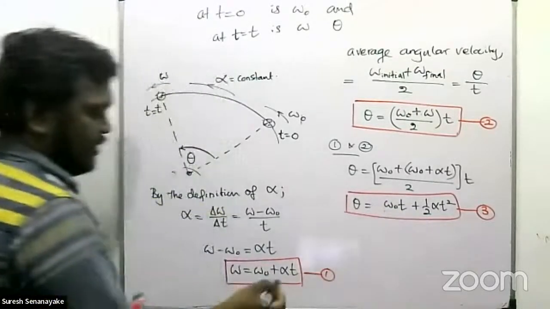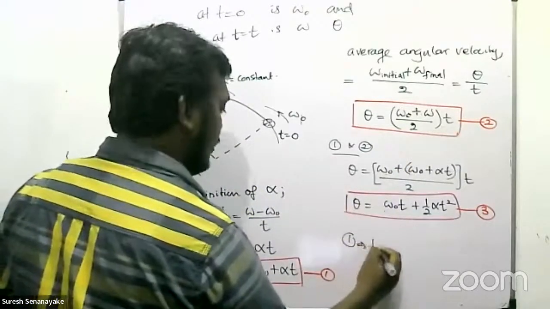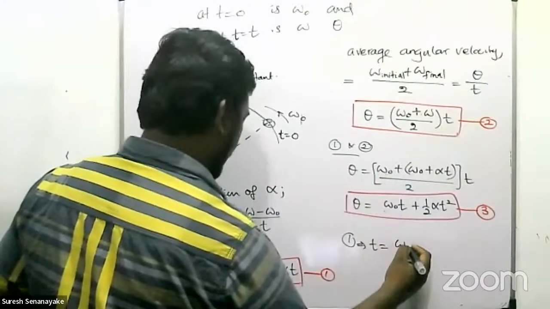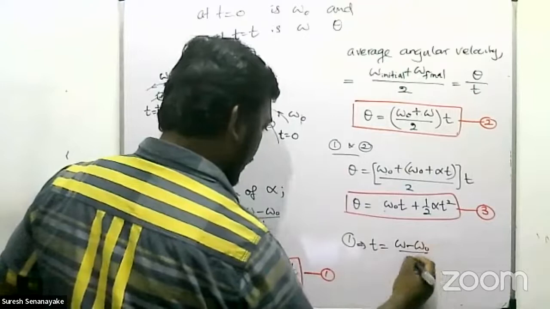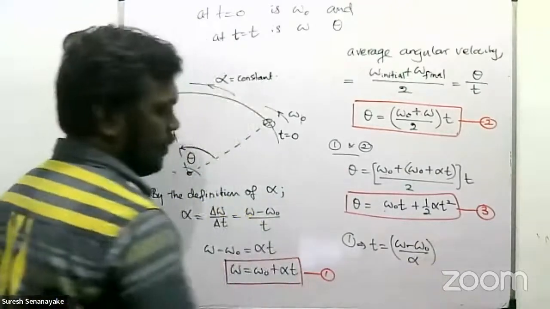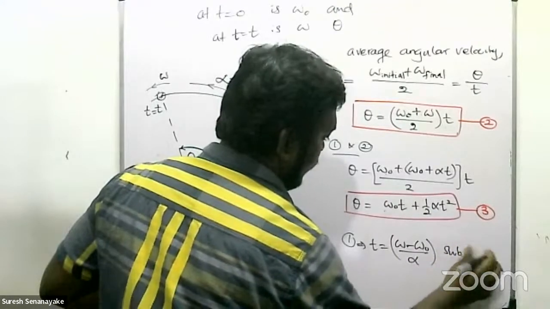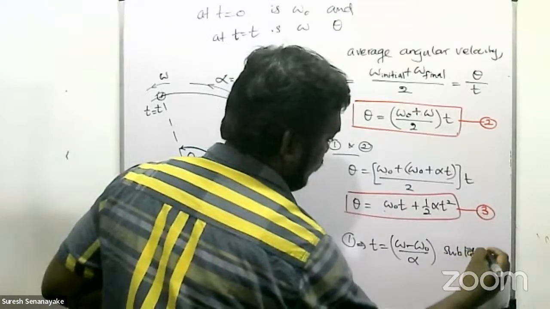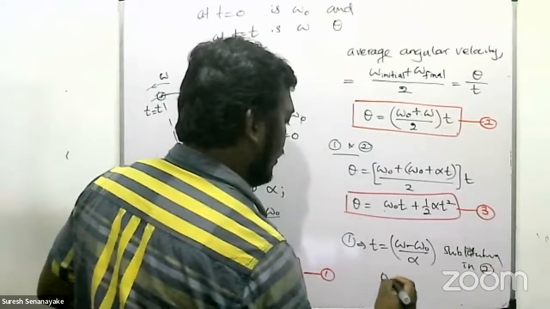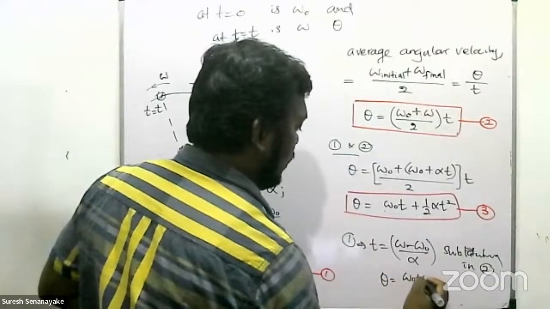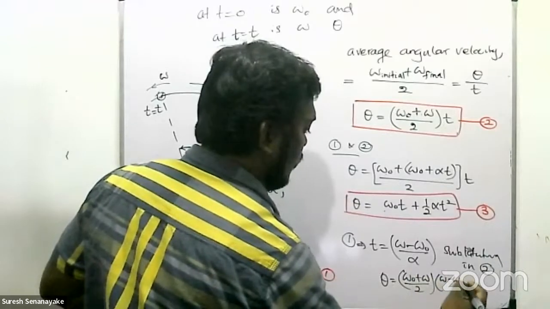Finally, you can make t the subject here and then substitute there. So the equation you can write as t equals omega minus omega naught divided by alpha. And substituting in 2, you can write that theta equals omega naught plus omega divided by 2, multiplied by omega minus omega naught divided by alpha.